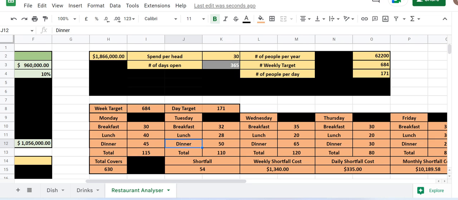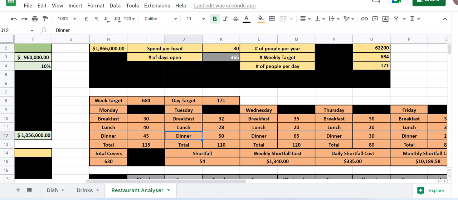Okay, so you can see here we are 54 short now, which is about $1,300 a week. Now this is pretty typical of most venues. They're closer than what the original figures were, but they're still a shortfall.